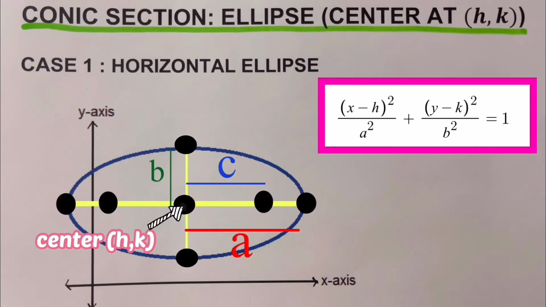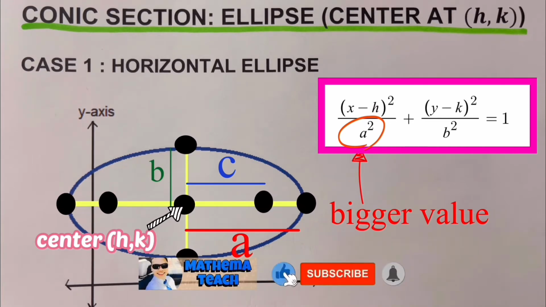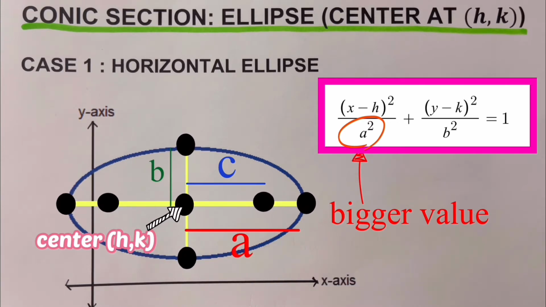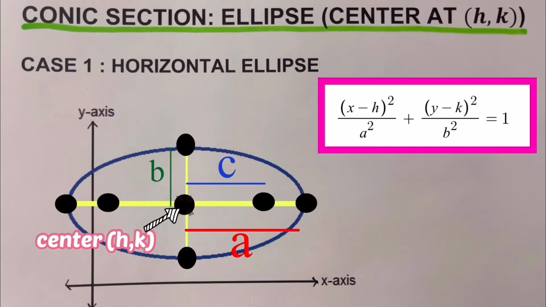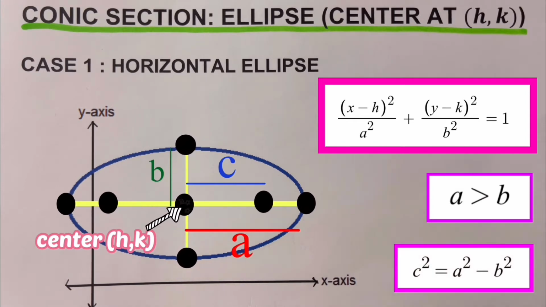We also remember that the formula for a horizontal ellipse is (x minus h) squared over a squared plus (y minus k) squared over b squared equals 1. Please notice that the value of a is under the (x minus h) squared. The reason for this is that it is a horizontal ellipse. Horizontal means left and right, so the a will be under the x. We also remember that the value of a is always greater than b, and the equation that relates a, b, and c is c squared equals a squared minus b squared.